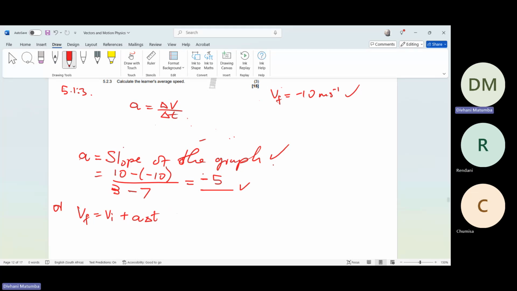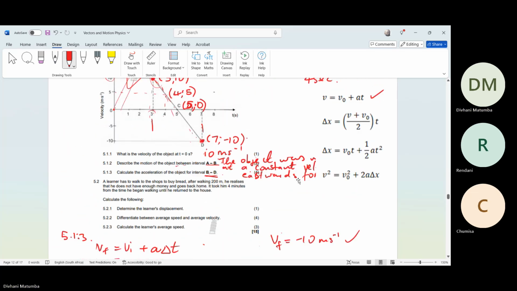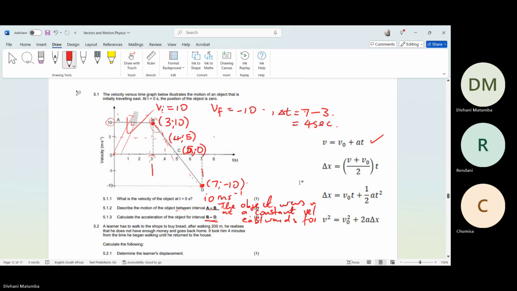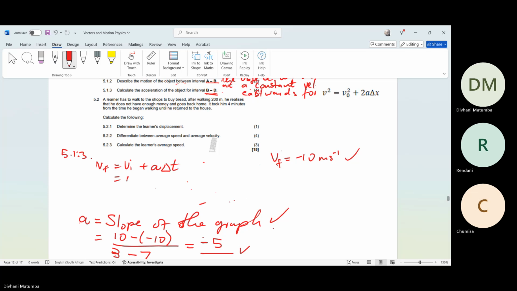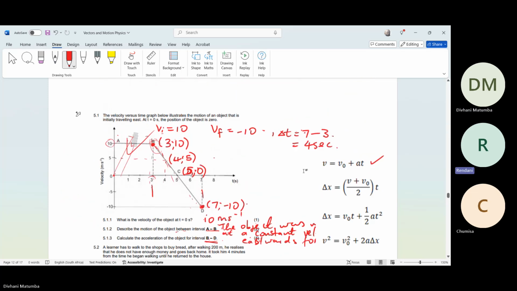Actually, let me rub off this one. Okay, so V final equals V initial plus acceleration times change in time. Now, what is your V initial? 10. Do you have a V final? No, we don't. I thought that.